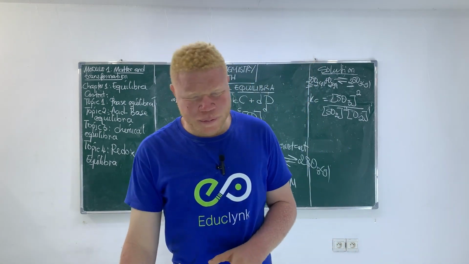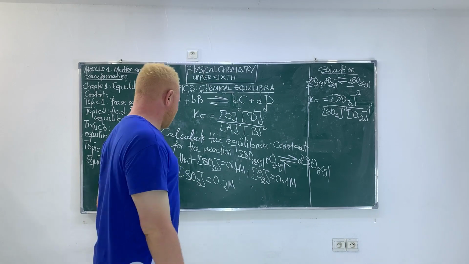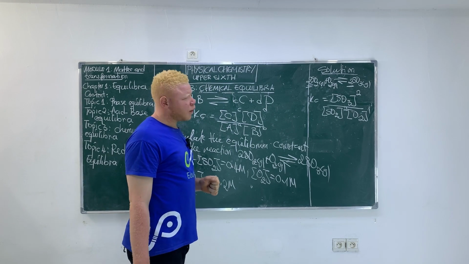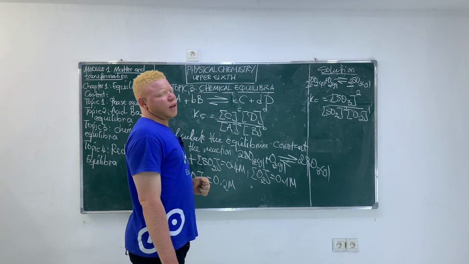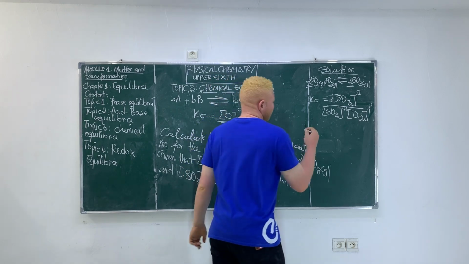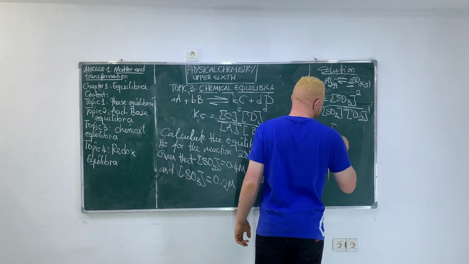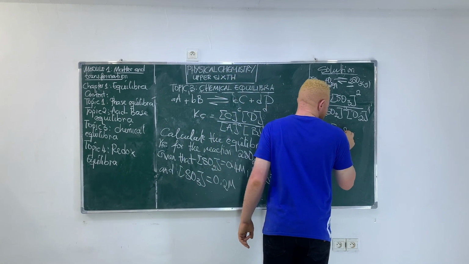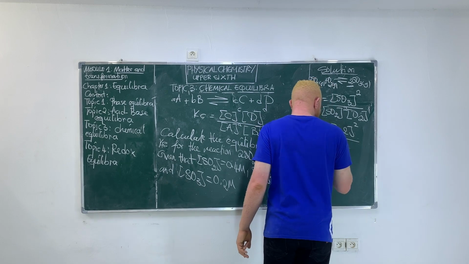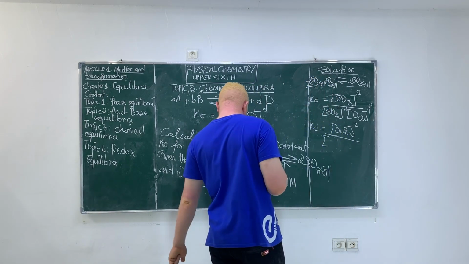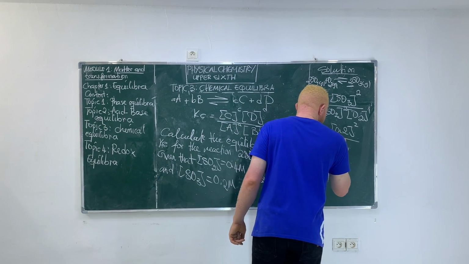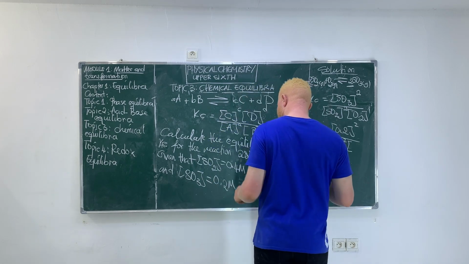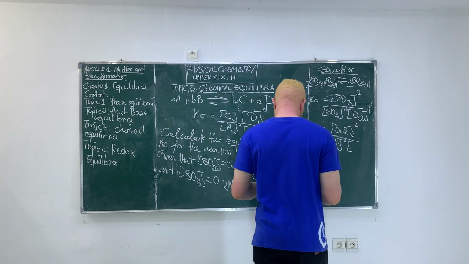Given that the concentrations have already been given to us, we have the concentration of SO2, O2 and SO3. So we substitute in the equation. Kc is equal to the concentration of SO3, which is 0.2, squared, divided by the concentration of SO2, 0.4, squared, times the concentration of O2, which is 0.1.